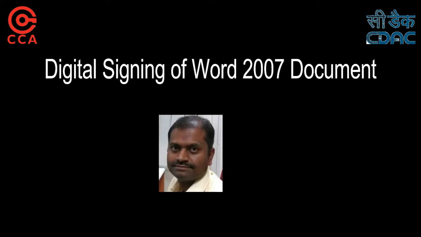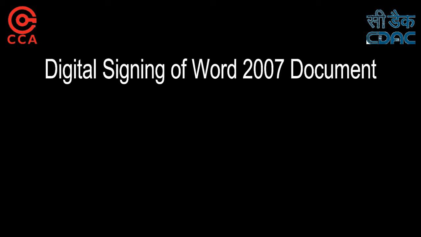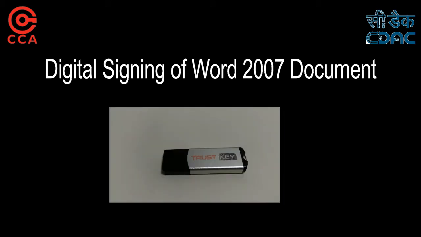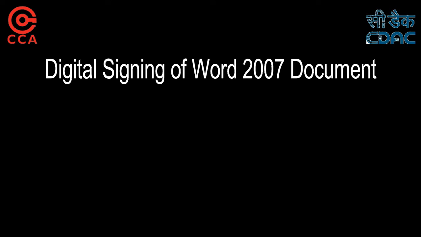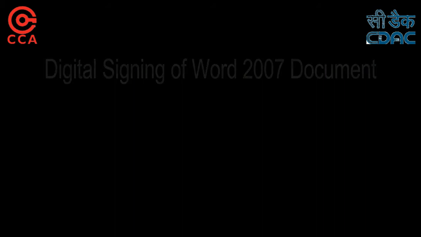I will be demonstrating how to digitally sign a Microsoft Word document. I will be using Microsoft Word 2007 version for this. For digital signing, I will be using a USB crypto token that contains a digital signature certificate, DSC, which has been issued to me by a licensed certifying authority in India. So now, using this, let us get into the demo.